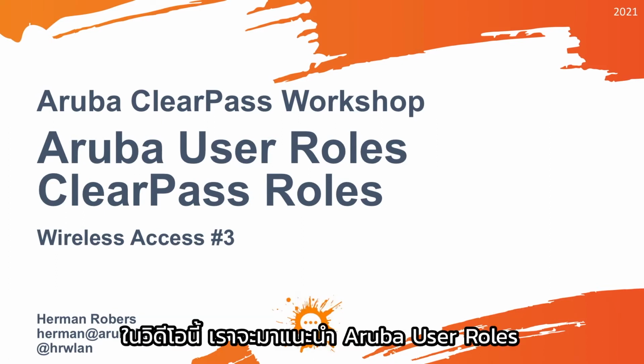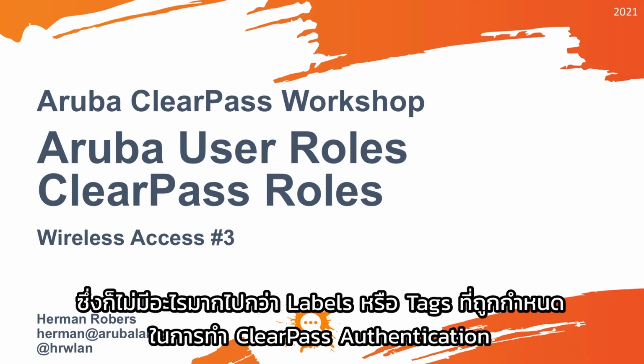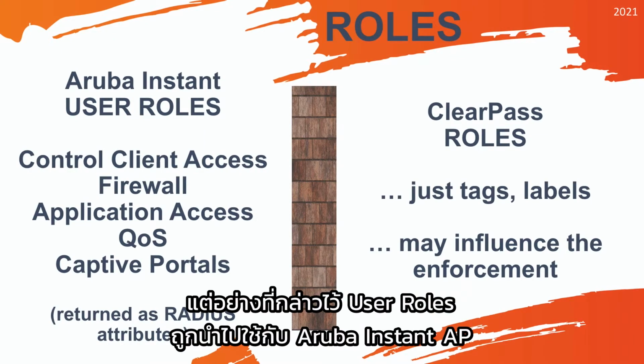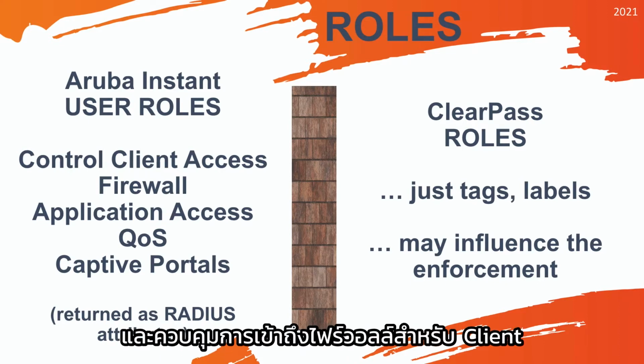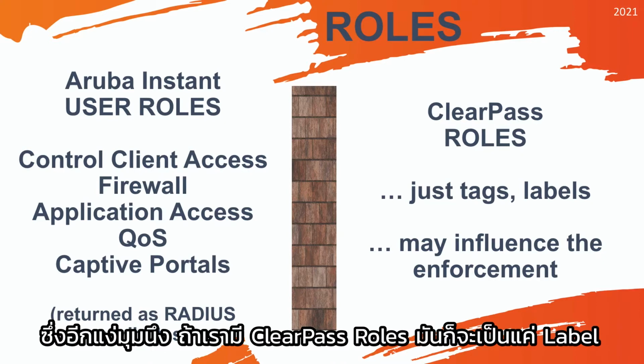In this video we will be introducing the Aruba user roles, which are applied on the infrastructure, the Instant AP in our case, and we are introducing ClearPass roles, which are nothing less than labels or tags during the ClearPass authentication. It's important because these are both called roles, but the user roles applied on the Aruba Instant AP are sent back as a RADIUS VSA, and they control the firewall access for the client. They can control which applications can be used, quality of service, and captive portals, whereas if we have the ClearPass roles, it's just a label that's applied.